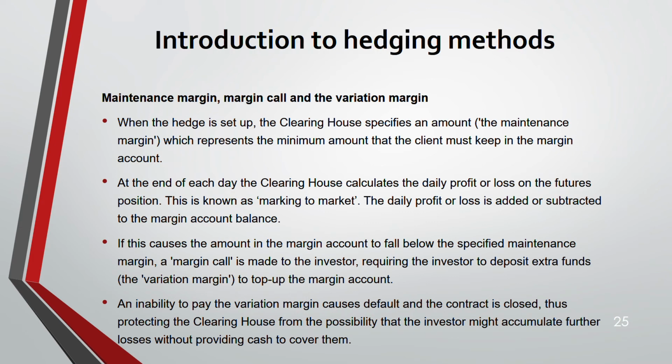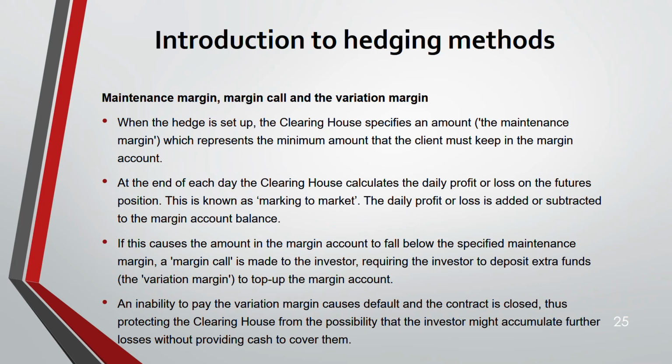the contract is closed. So when the contract is closed in this way, it protects the clearinghouse from the possibility that the investor might accumulate further losses. It protects you in a way. Rather than accumulating losses on losses and losses, the contract is simply closed. Otherwise, if you're accumulating too many losses, you have to provide the cash to cover them. Because the future will be closed, you do not need to do that. So you are protected. The clearinghouse is protected.